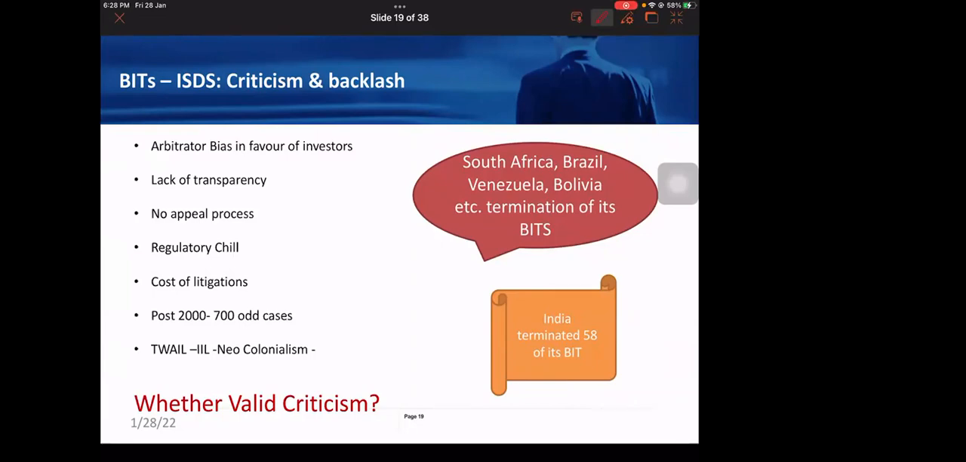Lack of transparency, which is very true, because even when Vodafone came, we really don't know what happened, what transpired. Even the Vodafone judgment is still not available for us to look into. I did file an RTI to understand what was the cost involved, the legal charges that were paid. These are all taxpayers' money. Haven't got any response as yet. So there is lack of transparency.